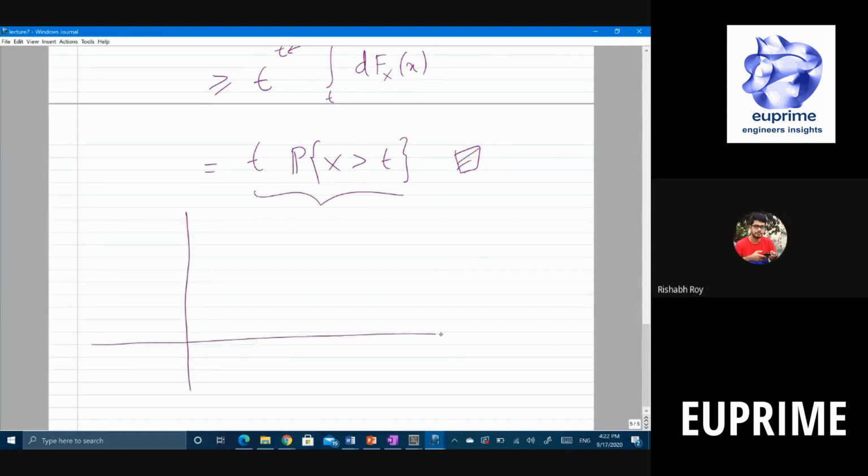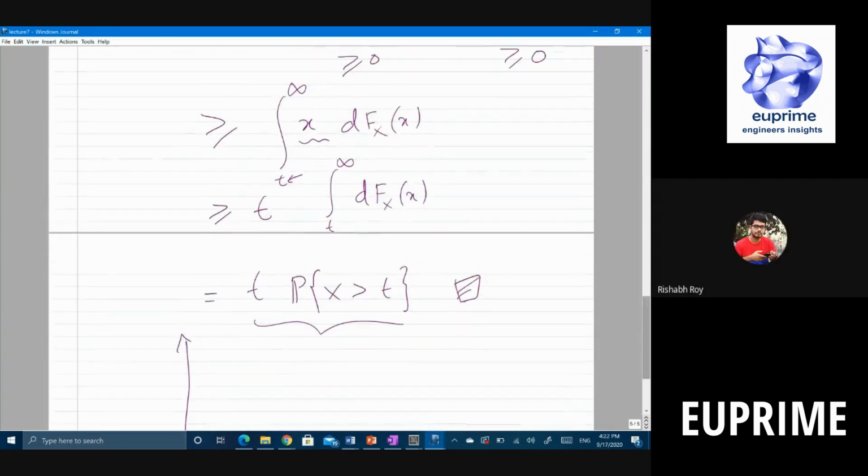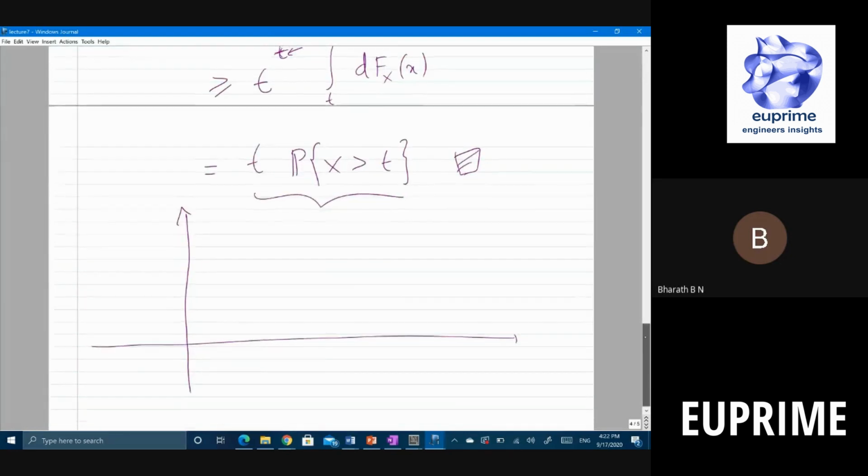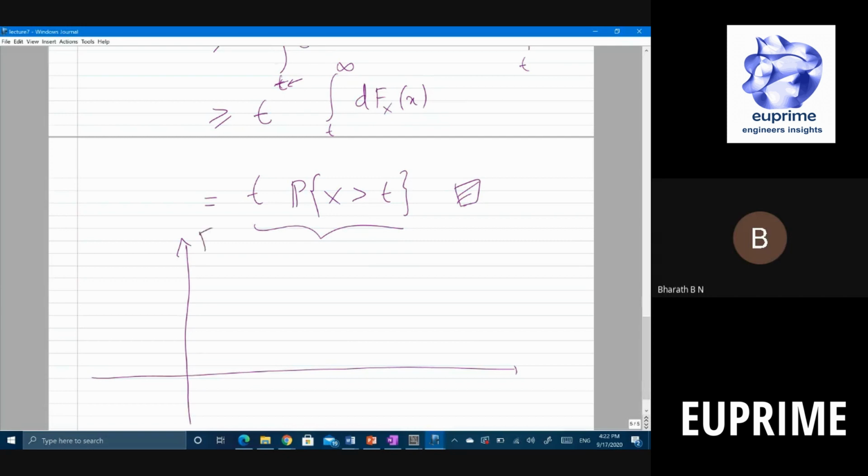How did you write that line? Which one? The second last line, the inequality. See, X can take values from t to infinity, all these values till infinity. If I take any value here, it will be larger than t. The value t is the least value that X can take. So if I substitute t for x, that's the lower bound. It cannot be smaller than that. Okay, let's look at some intuition.